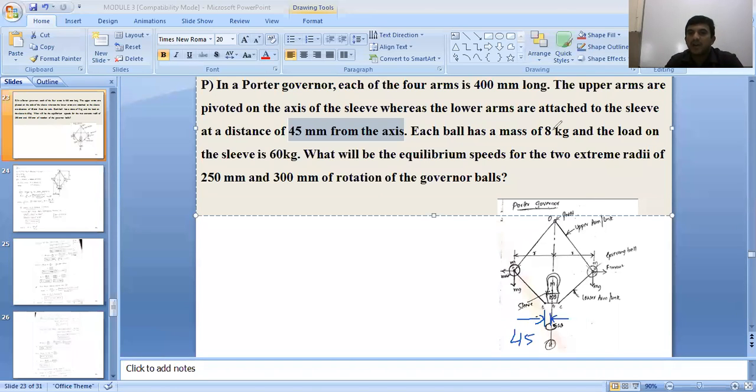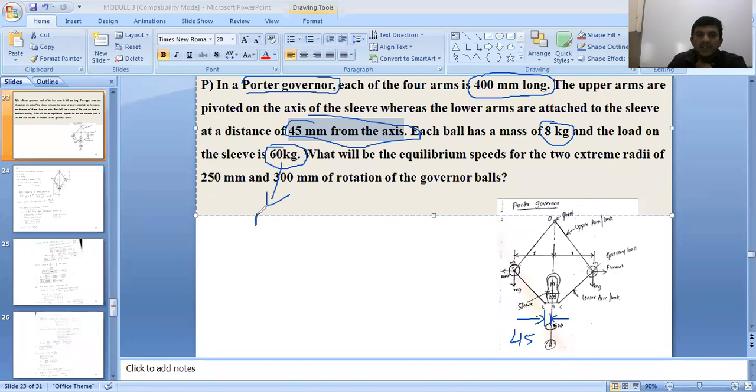Each ball has a mass of 8 kg. The mass, small m, is given. First, the type of governor is given, Porter governor. Next, the length of each of the four arms, L, is given, 400 mm. The upper arms are pivoted on the axis of the sleeve, whereas lower arms are attached to the sleeve at a distance of 45 mm from the axis. Each ball has 8 kg, that is the mass of the governor ball, small m. And the load on the sleeve, be careful about the unit, 60 kg. What symbol is this?